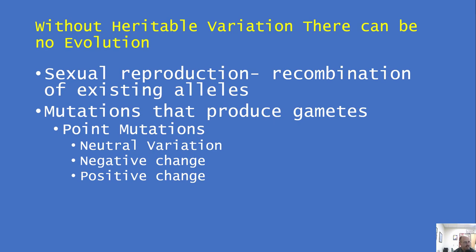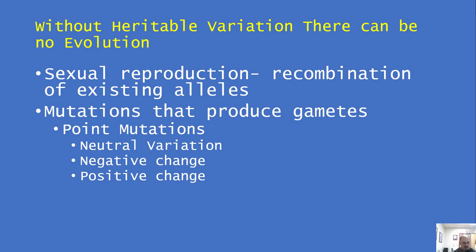Okay, and we can bear in mind that variation has several sources. For example, sexual reproduction creates variation, meaning we recombine existing alleles in new ways thanks to meiosis. But it doesn't create brand new alleles. It creates new combinations of alleles. Now, mutations in cells that produce gametes can produce brand new alleles, and those can be, for example, point mutations like we talked about in Bio 1. If you don't know what those are, you can look them up in your textbook.